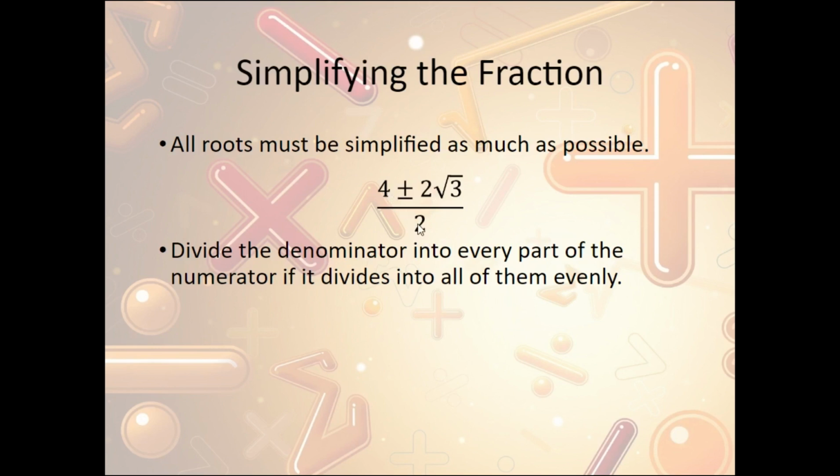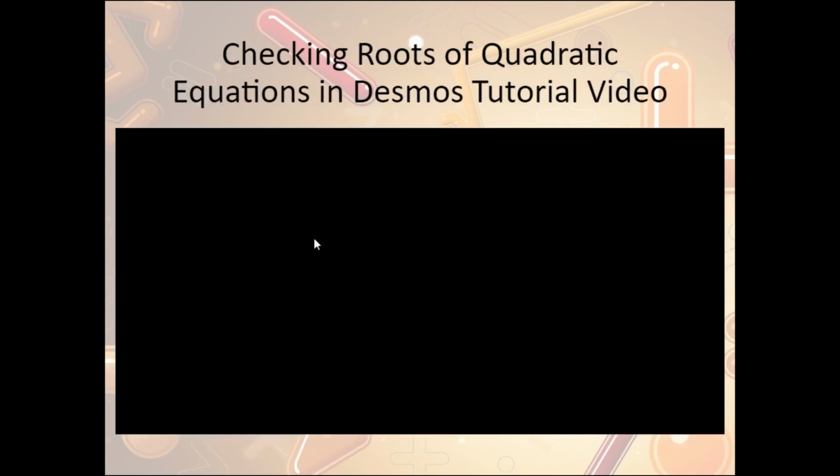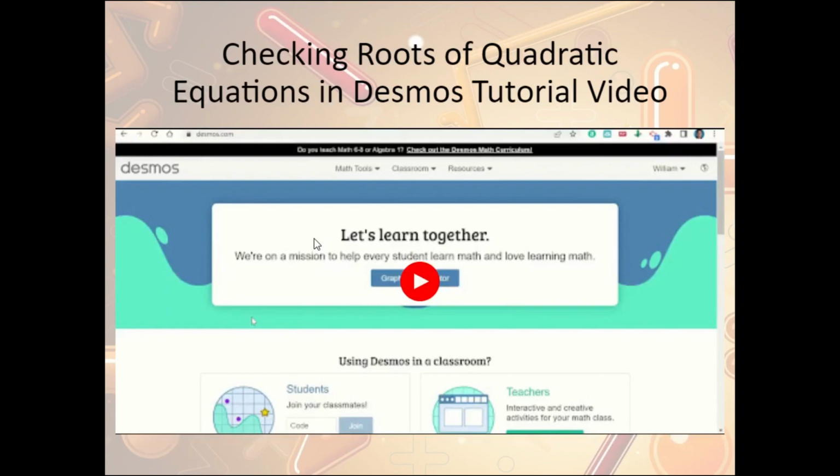So 4 divided by 2 is 2, and 2 square root of 3 divided by 2 is just square root of 3. So we end up with 2 plus or minus the square root of 3. There's a video here now that you can watch that shows you how to check your roots for quadratic equations using Desmos. So go ahead and watch that video.